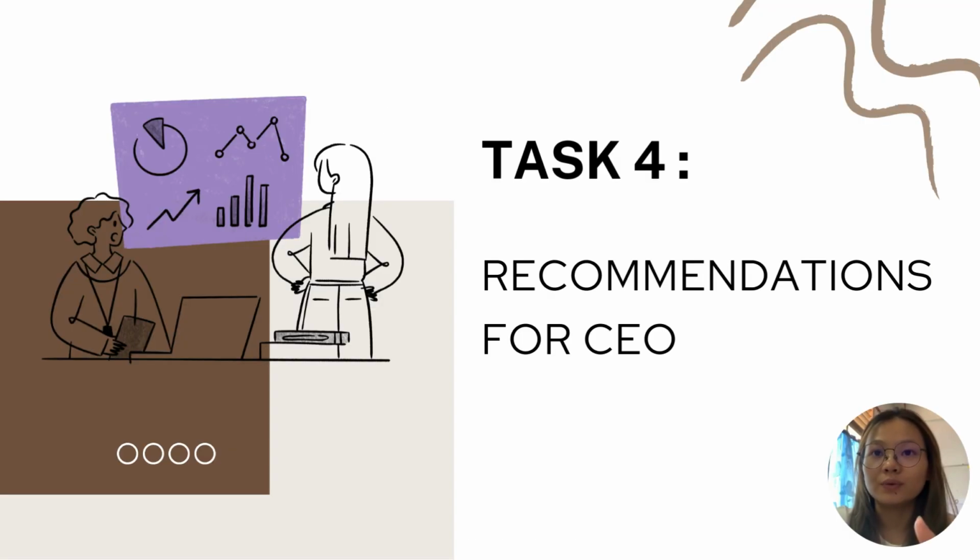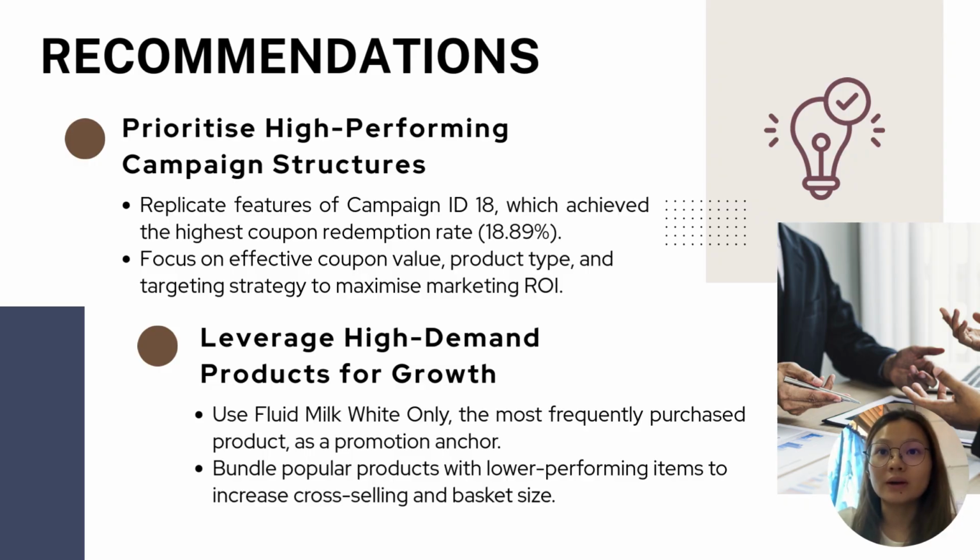For Task 4, we present recommendations for the CEO based on insights from our exploratory analysis, data warehouse modeling, and trend prediction using the Complete Journey dataset. First, we recommend prioritizing high-performing campaign structures. Campaign ID 18 achieved the highest coupon redemption rate at 89%, showing that effective campaign design can significantly improve engagement and marketing ROI.